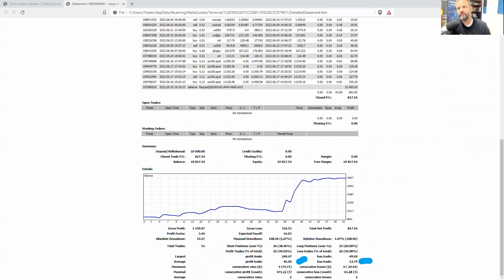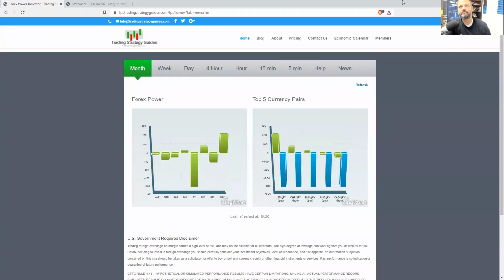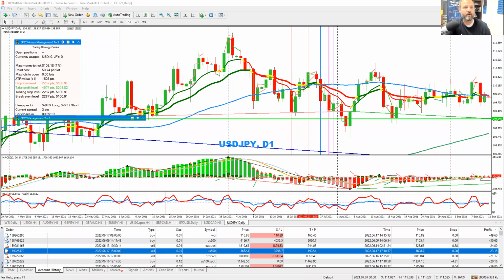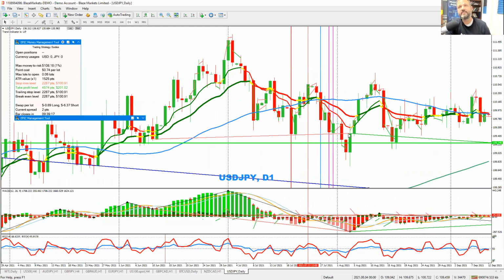46 to 12. That means what? It means the winners are bigger than the losers. The winning percentage is only 49%. No big deal. But the winners are much bigger. That's what we want to really understand. So in this case, the second trade was a 100 pip loser.